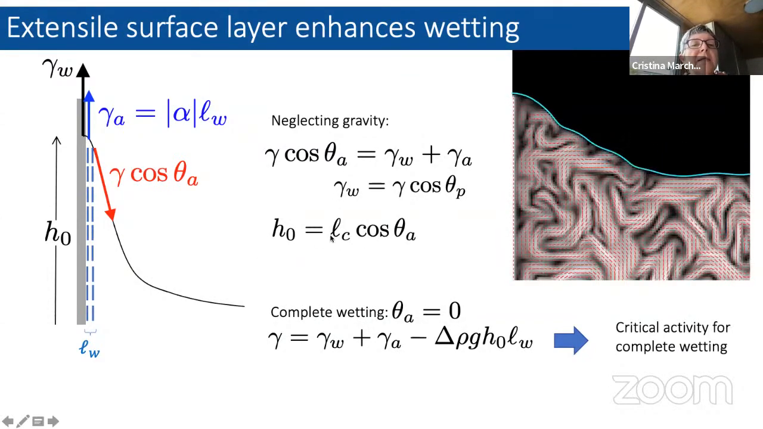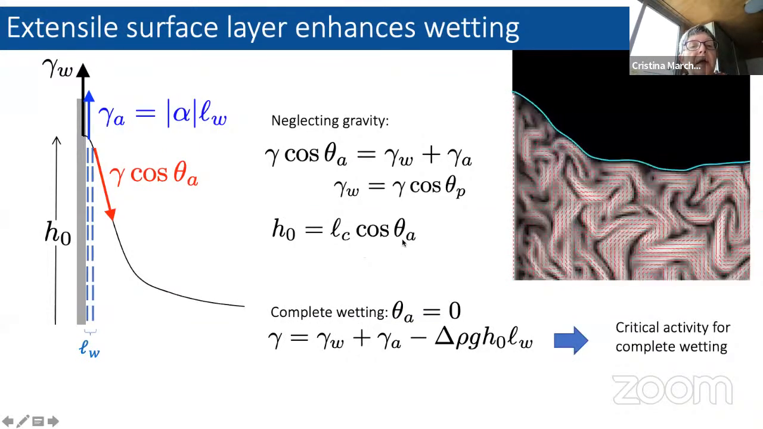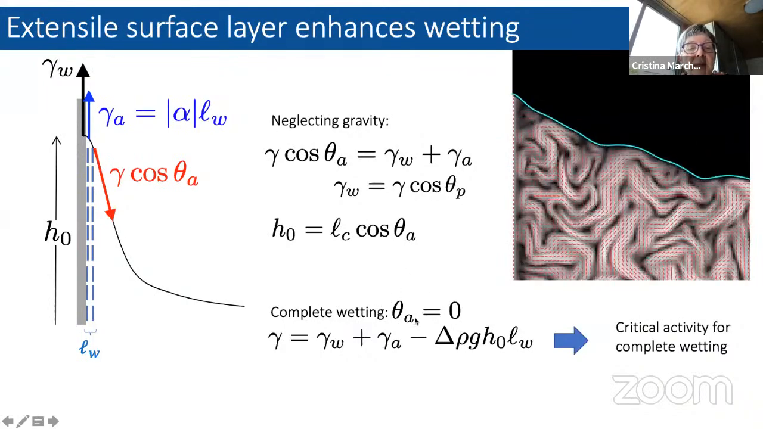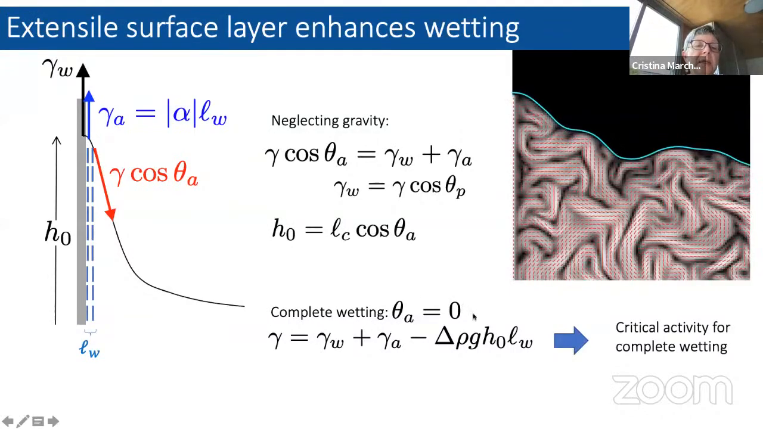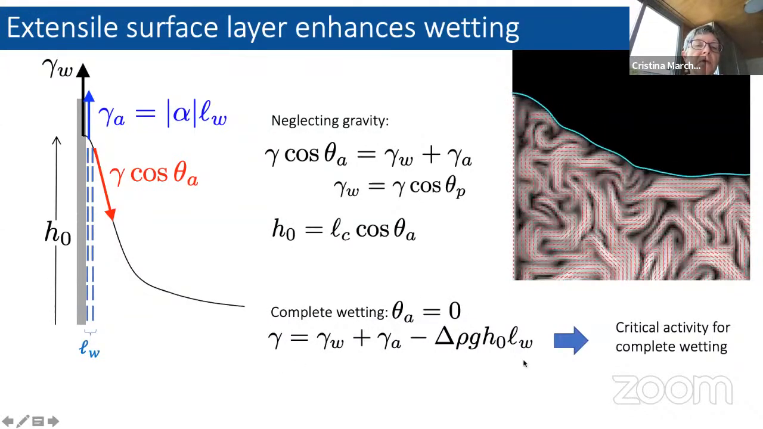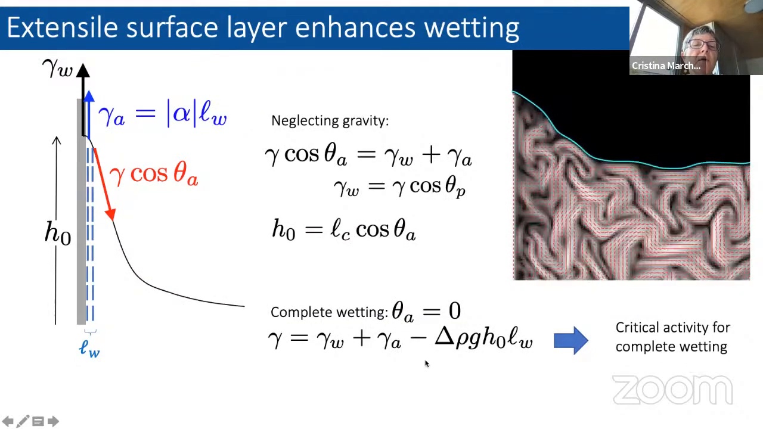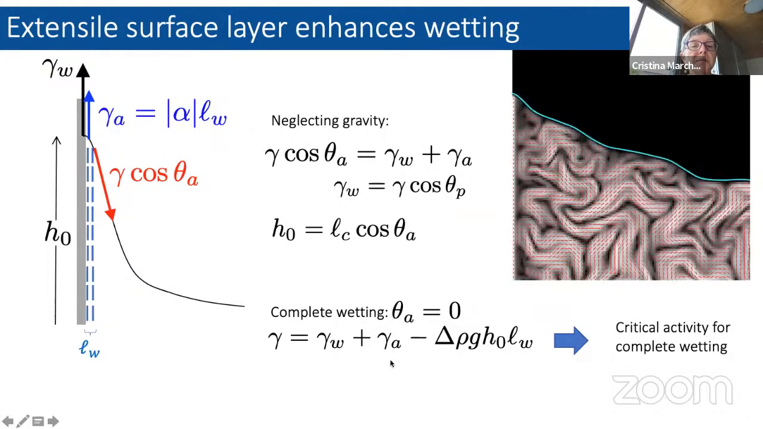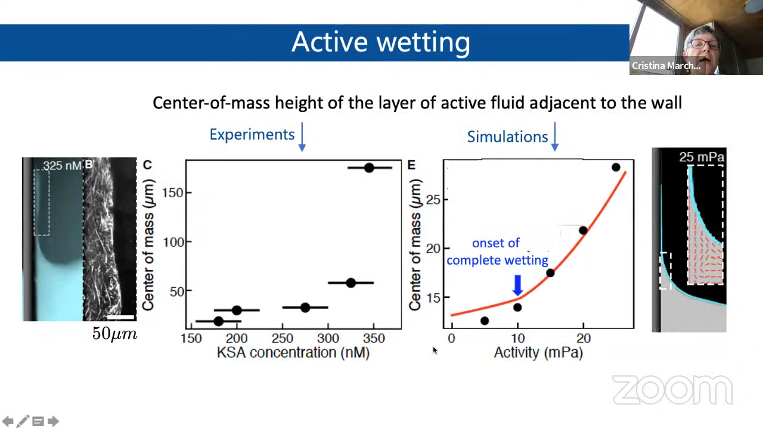And so the maximum height that the interface reaches will be also determined by this angle. And we can define complete wetting as the case where this angle is simply 0. And by setting it equal to 0, we actually get a condition for the critical activity at which complete wetting can occur. We can solve for the activity, which is contained in this gamma A.